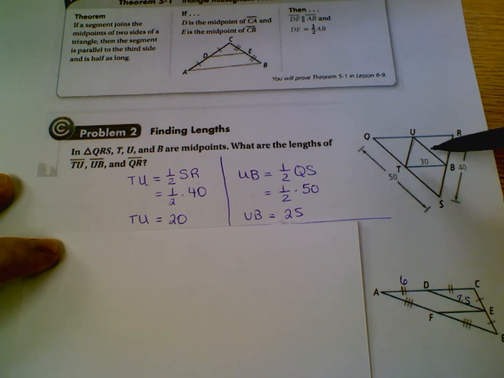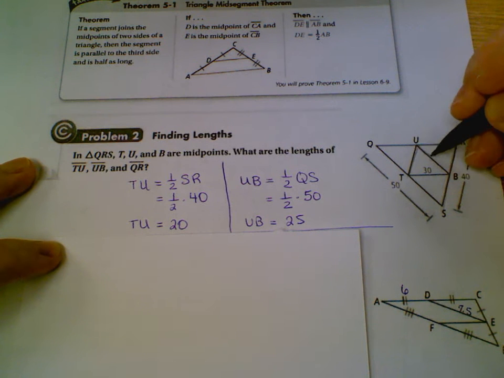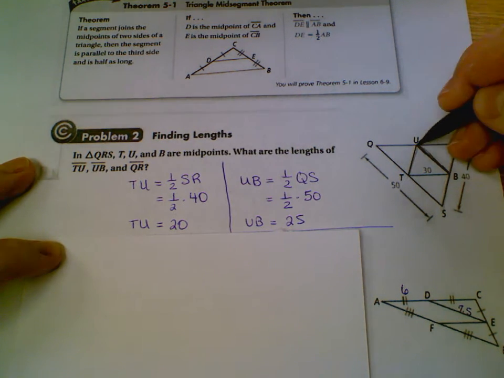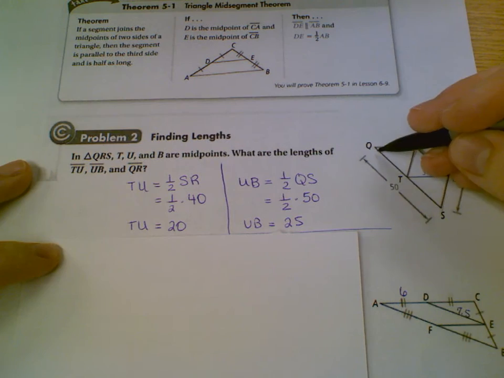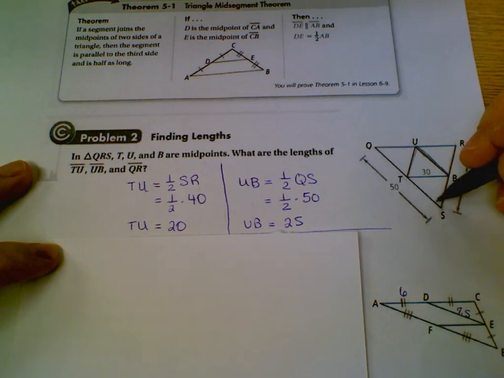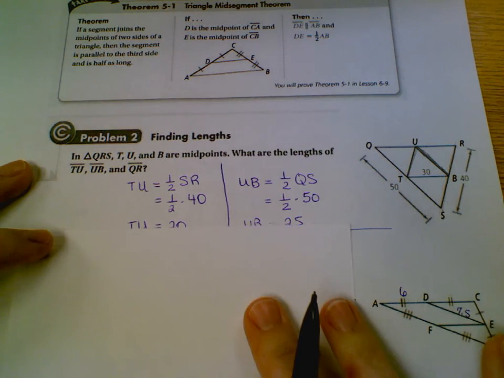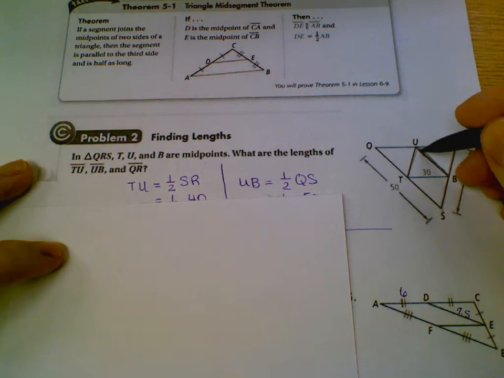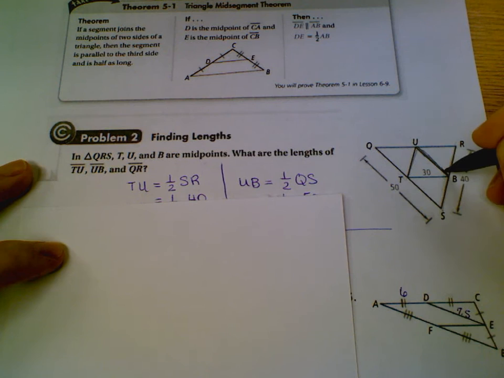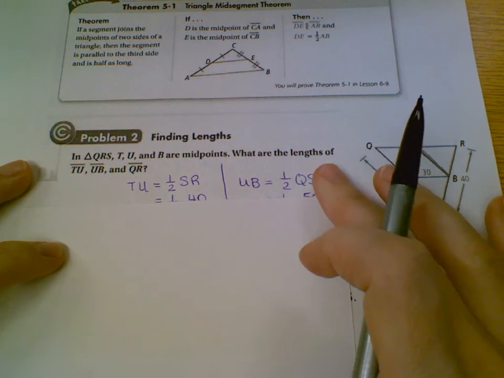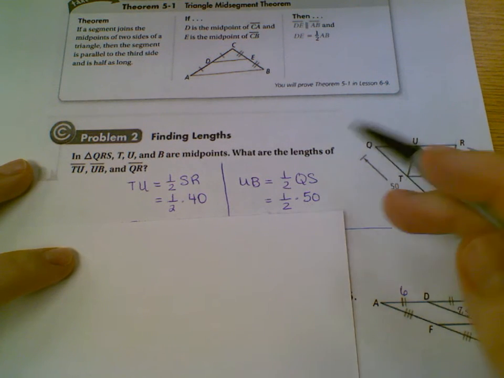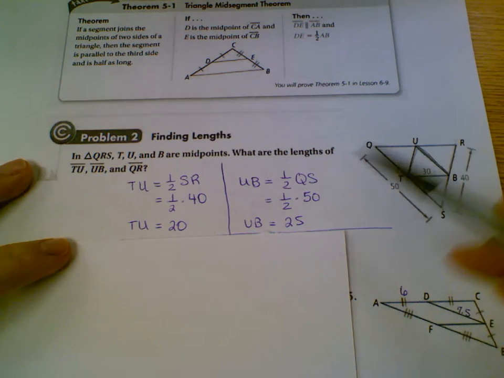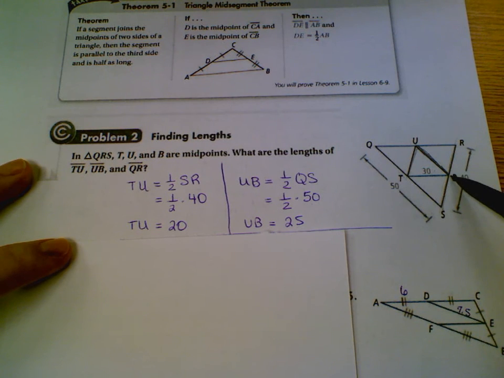On the next one, UB. UB is this line right here. It's parallel to QS, so that's how I know it's going to be paired with it to find the length. In the formula, it says that UB, the short one, is half the length of QS. So I know what QS is, so I can plug that in and take a half times 50 and find that UB is 25.